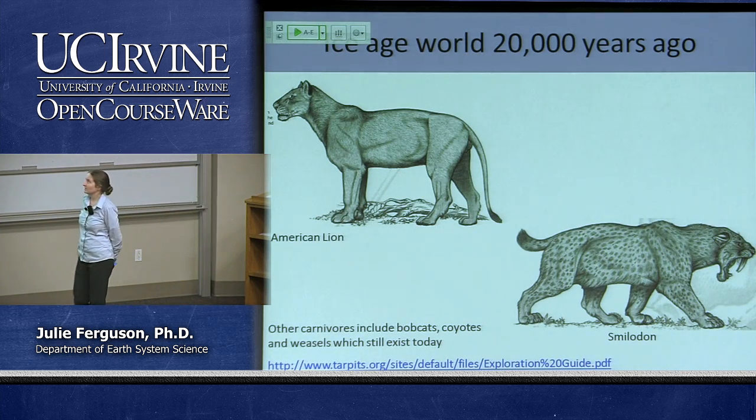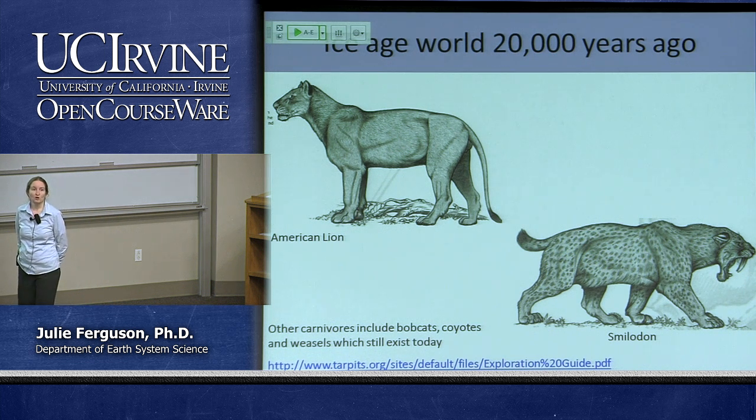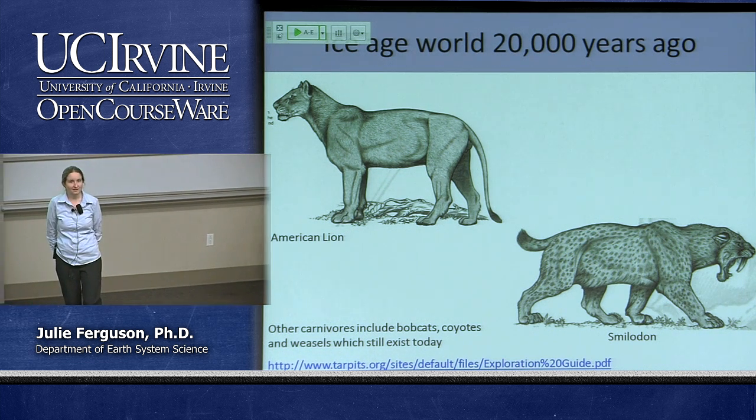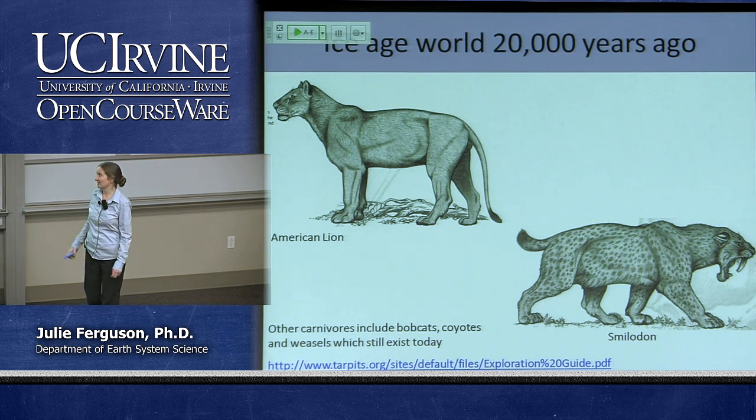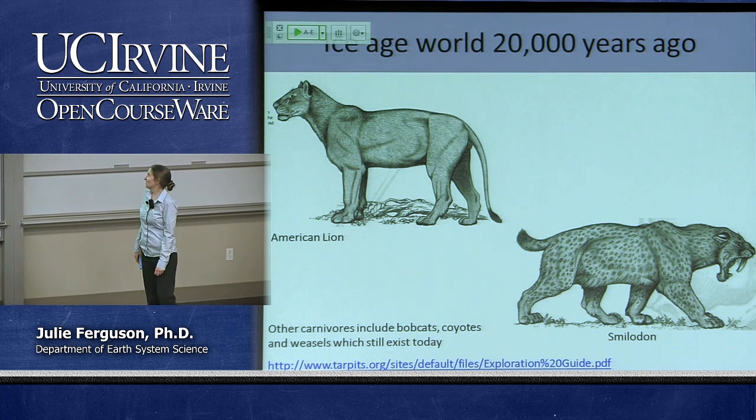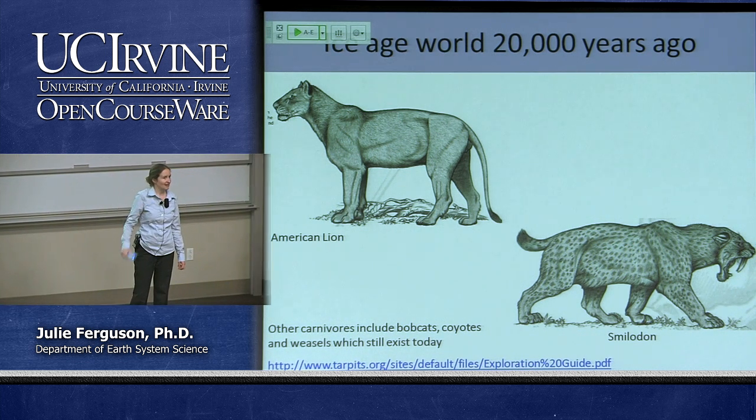We also had American lions, which are probably maybe a quarter bigger than the African lions today. Its shoulder would probably be here on me, which is again, not something you want to meet on a dark night or any night really. And then of course we have our saber-toothed cats, so Smilodon, which I love the name.